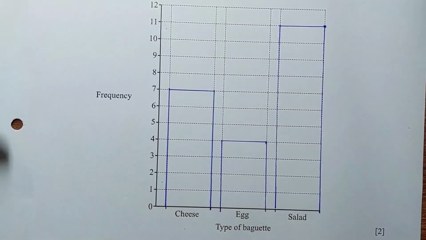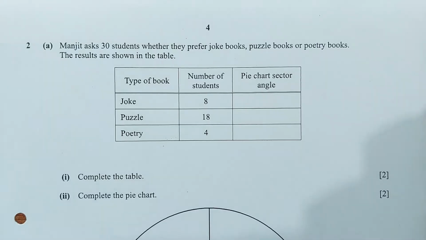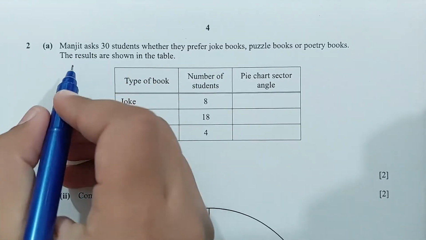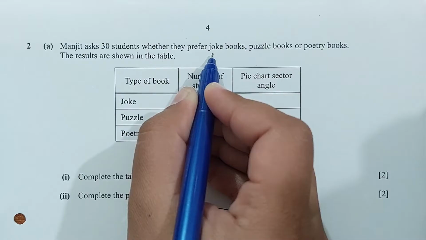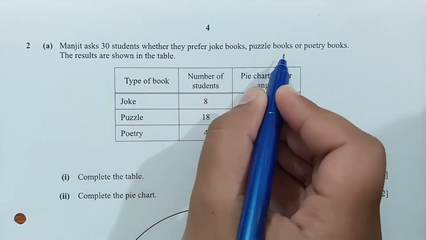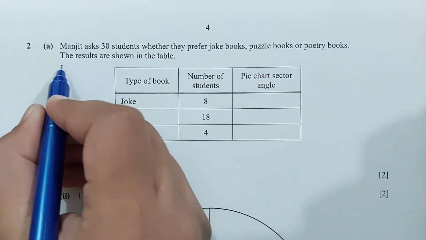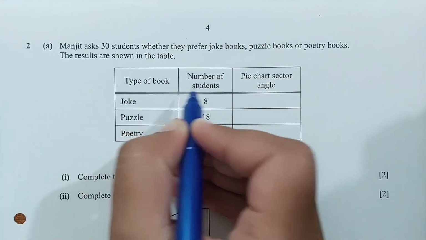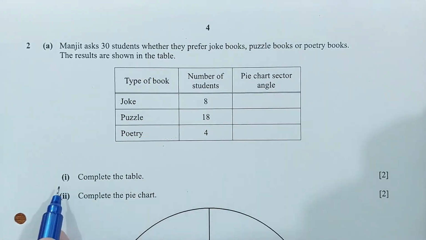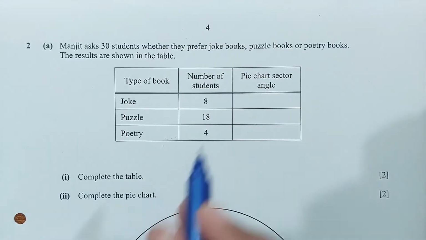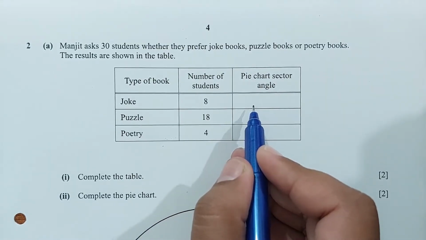Okay, so this is the bar chart. Question number 2. Manjeet asked 20 students whether they prefer joke books, puzzle books, or poetry books. The results are shown in the table: number of books, number of students, and the pie chart sector angle. Number 1, complete the table. So we have to find the pie chart sector angle here.